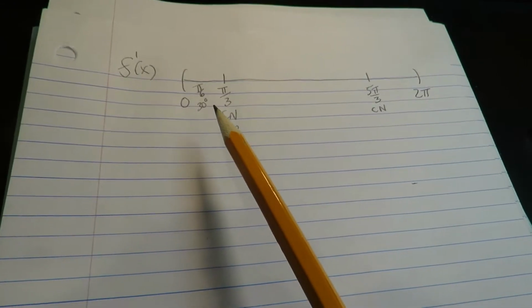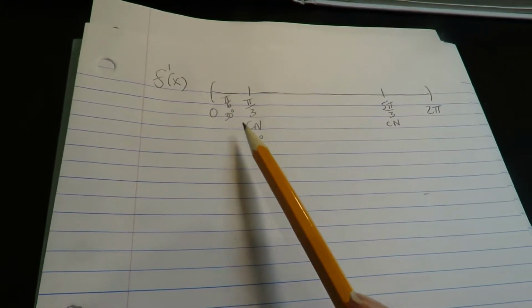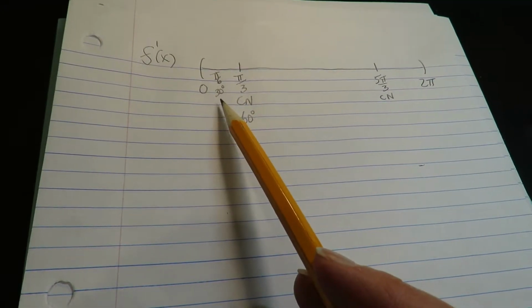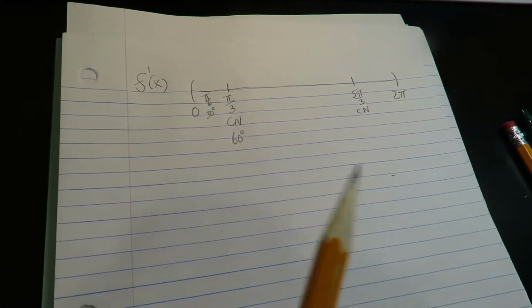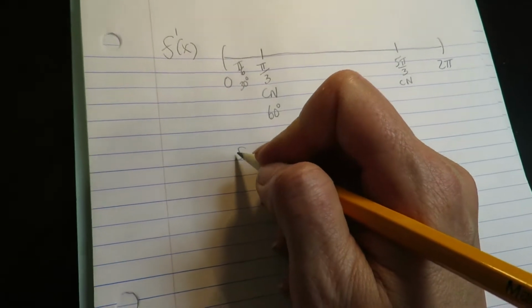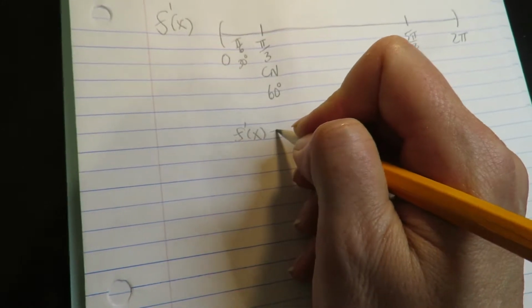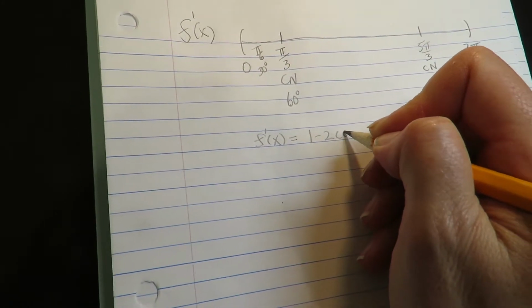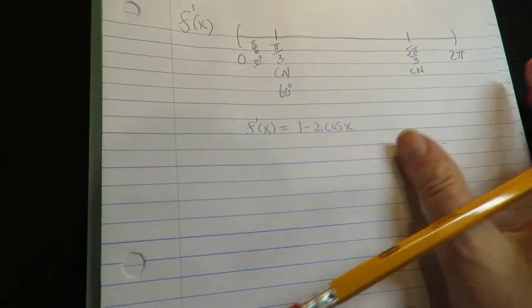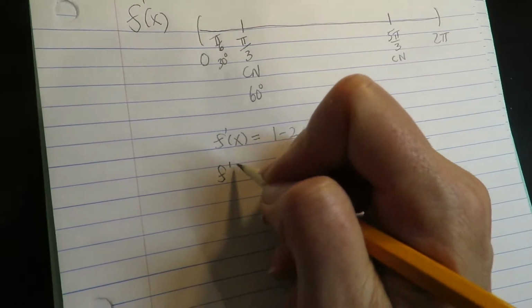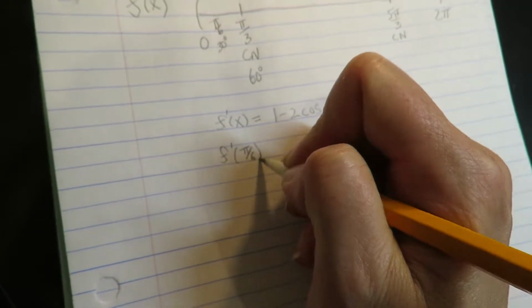I was just discussing that I'm gonna pick something to the left of my critical number. I'm going with pi over 6, which is 30 degrees. And remember, we plug that into the first derivative. We're trying to figure out if the derivative is positive or negative to determine the behavior of the function. So here I go, I'm gonna do pi over 6. I'm gonna plug this in here.